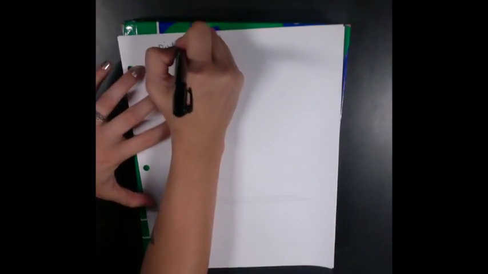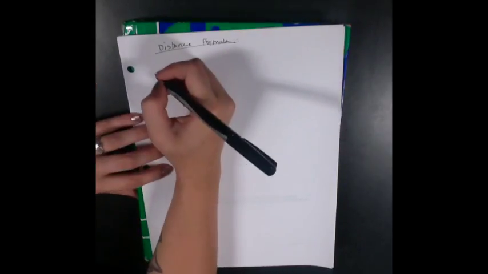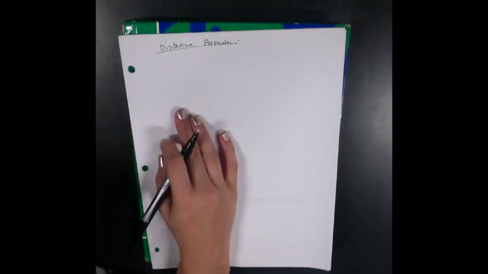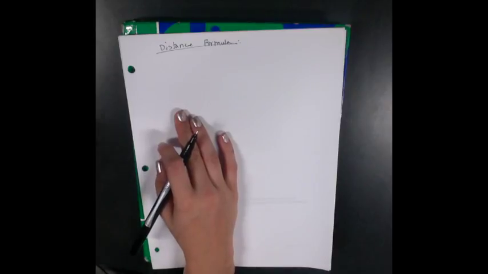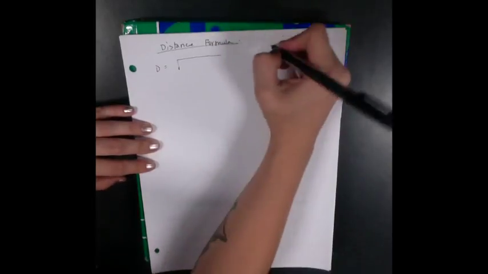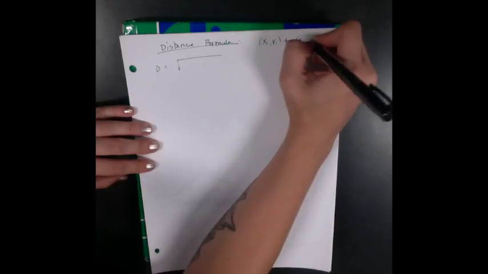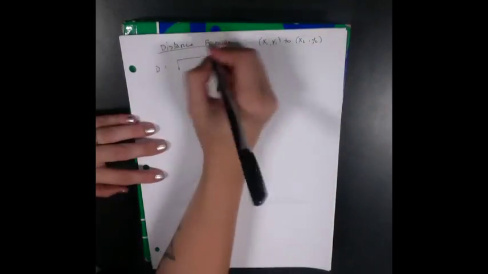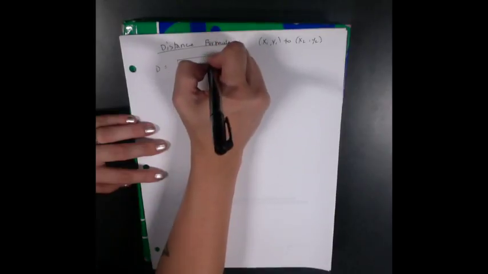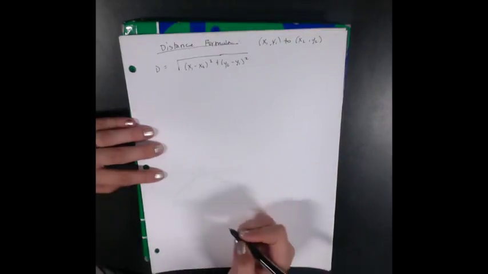All right, now let's talk about the distance formula. The distance formula is finding the distance between 2 points. We derive it from the Pythagorean theorem. I'm not going to show you that though. I'm going to just give you the formula. The distance is the square root, if we're going from x1, y1 to x2, y2, the distance between those 2 points. We'll have x1 minus x2 squared plus y2 minus y1 squared.